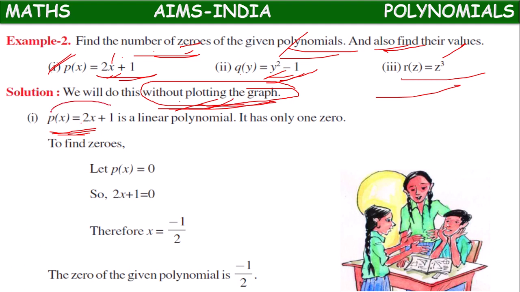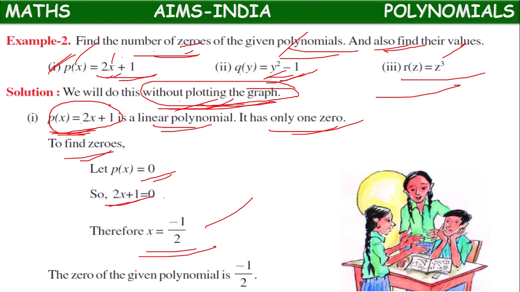So children, p of x equal to 2x plus 1 is a linear polynomial. It will have only one zero. To find zeros, we have to assume that the given expression is equal to 0. Then 2x plus 1 equal to 0, x equal to minus 1 by 2. So the zero is minus 1 by 2. Like that we can find.